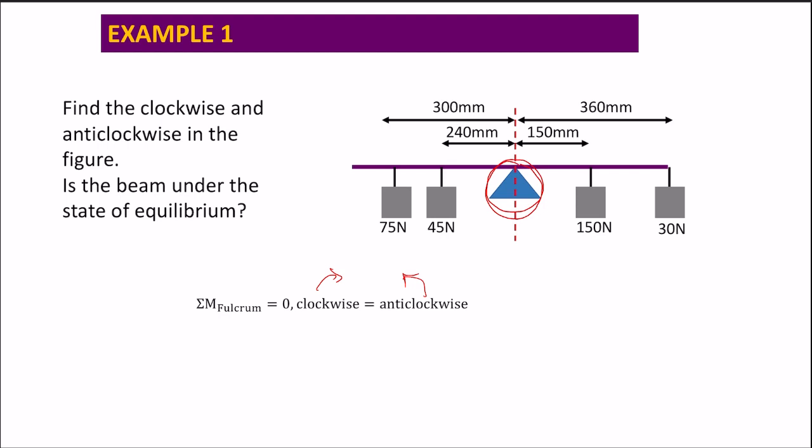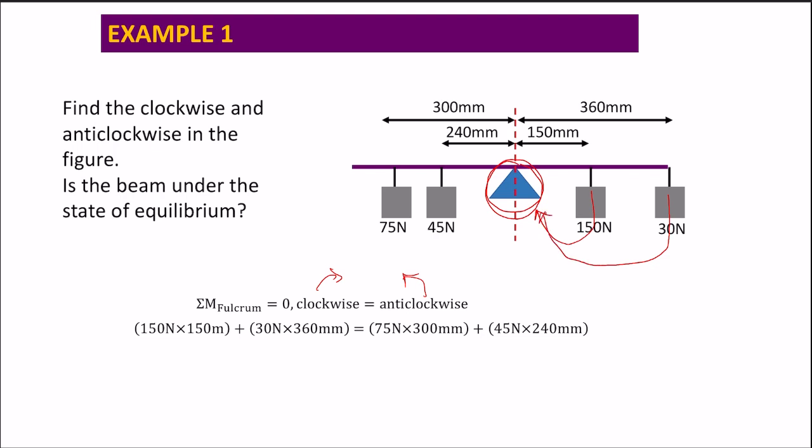We're going to identify which force will produce a clockwise moment. We know that 150, if we're going to take the moment to the fulcrum here, is going to be clockwise. And 30 Newton will be clockwise. 150 Newton to become a moment, because we know that moment is equal to force times distance. Force is 150 and the distance to the fulcrum is 150 mm.